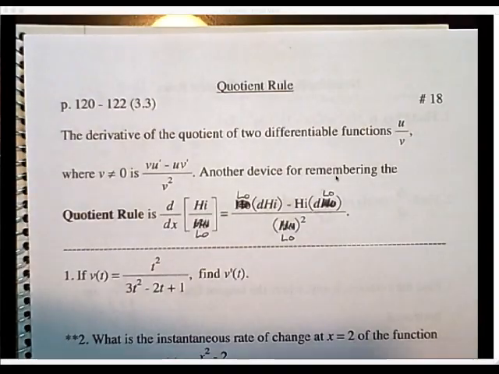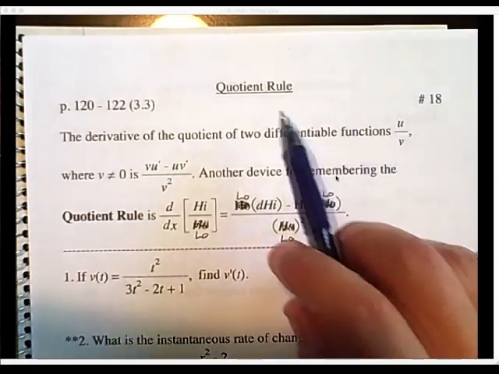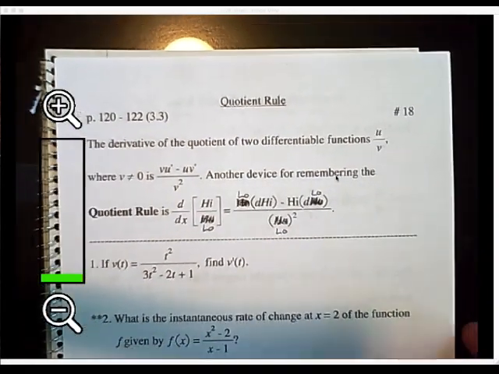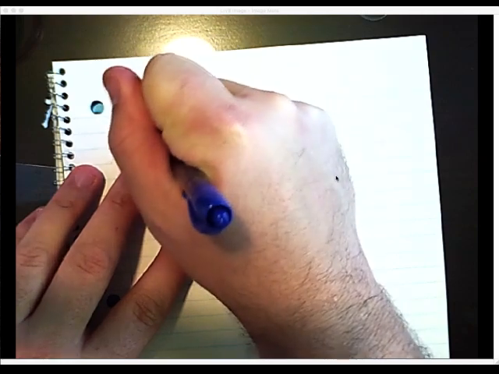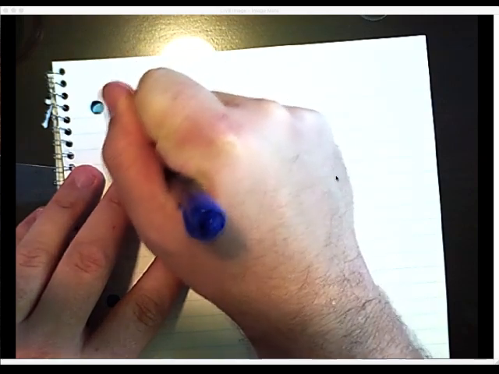All right, y'all, this is going to be note card 18, the quotient rule. So in the previous note card, we learned the product rule. The product rule, again, was in note card number 17.